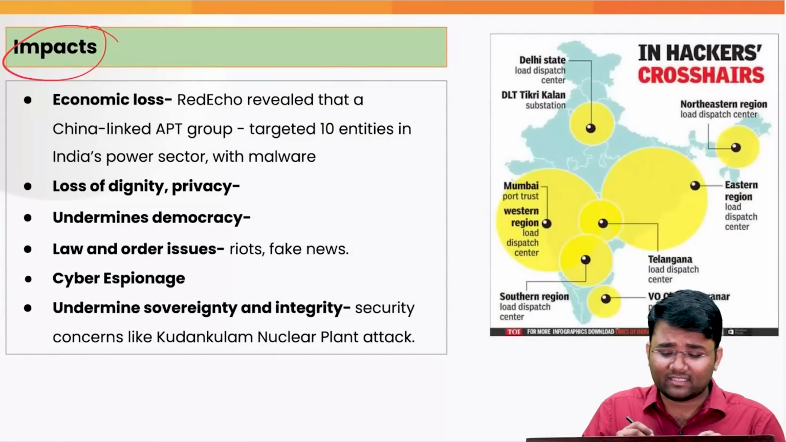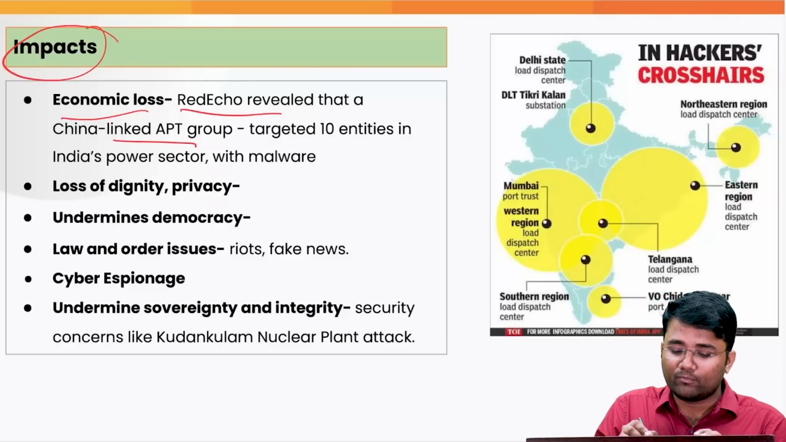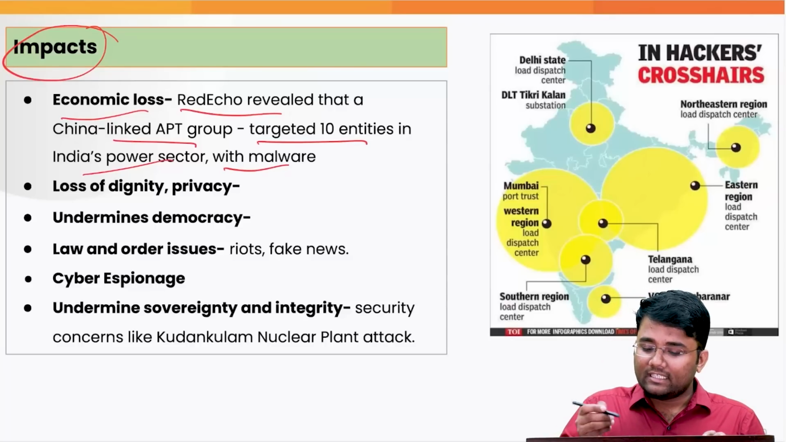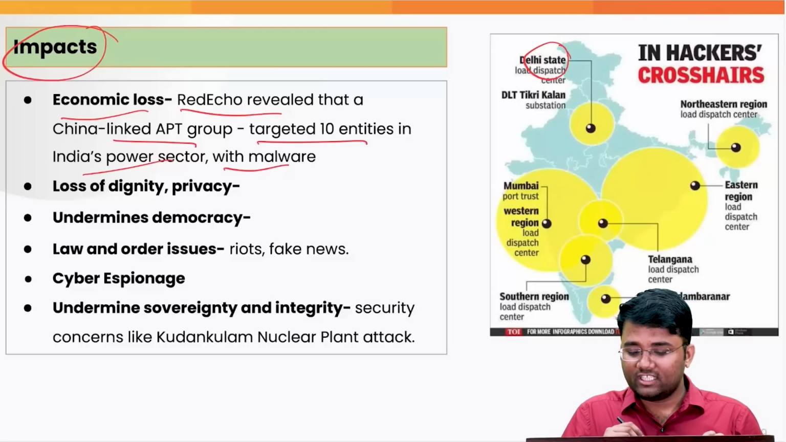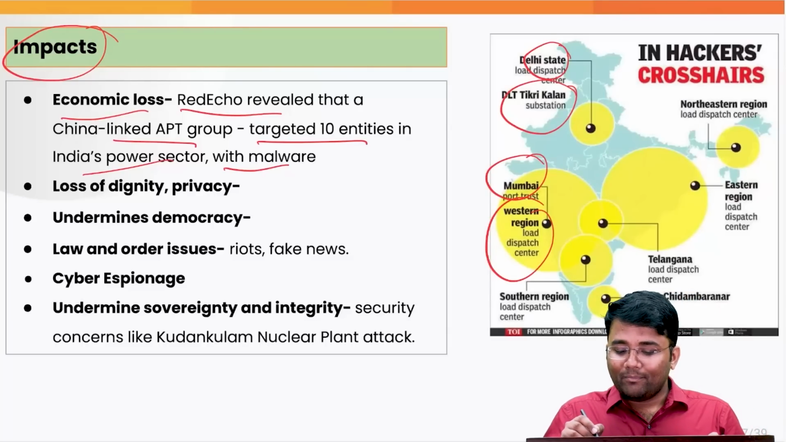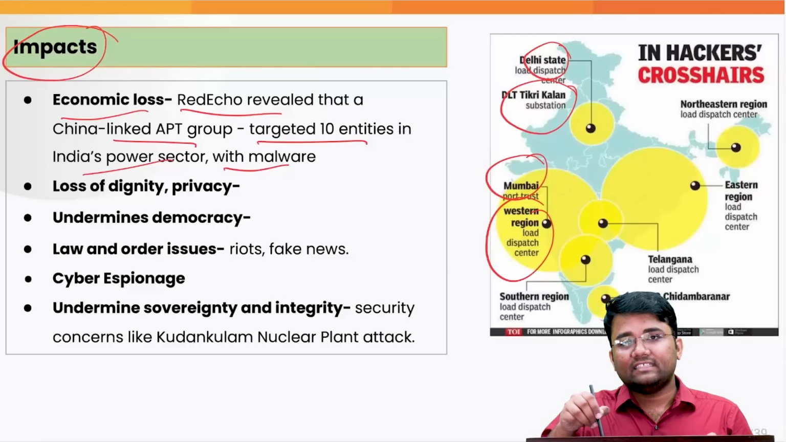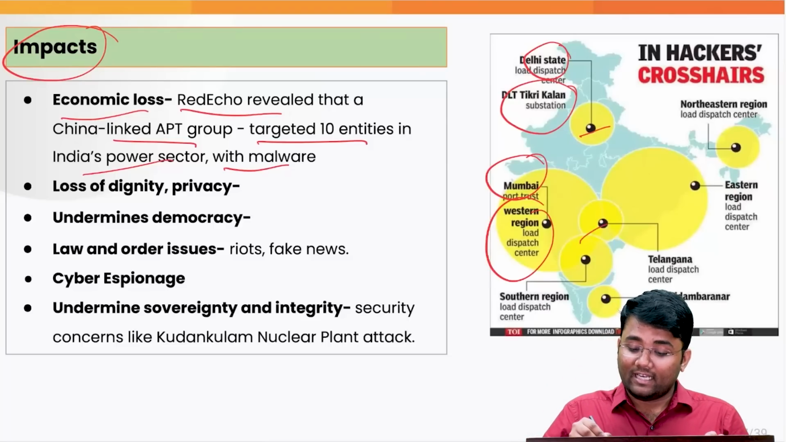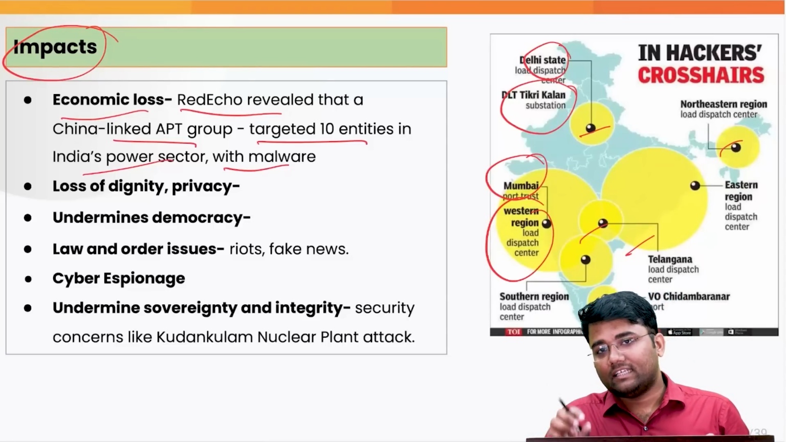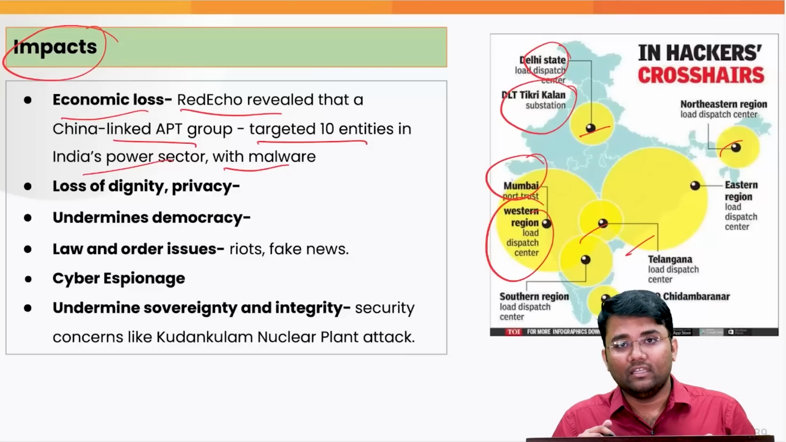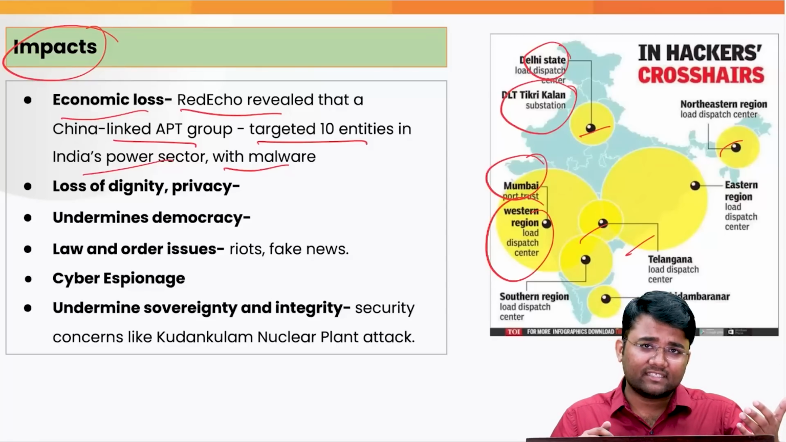If you talk about various impacts, it leads to a lot of economic losses. For example, Recorded Future revealed that a China-linked APT group targeted 10 entities in India's power sector with malware. Here you can see the Delhi load dispatch center, a substation, Mumbai Port Trust, the Western region. Basically, most of the entities looking after ensuring that power demands are met were attacked simultaneously. When they were attacked, they couldn't supply the power properly. That actually led to the closure of some industrial establishments.